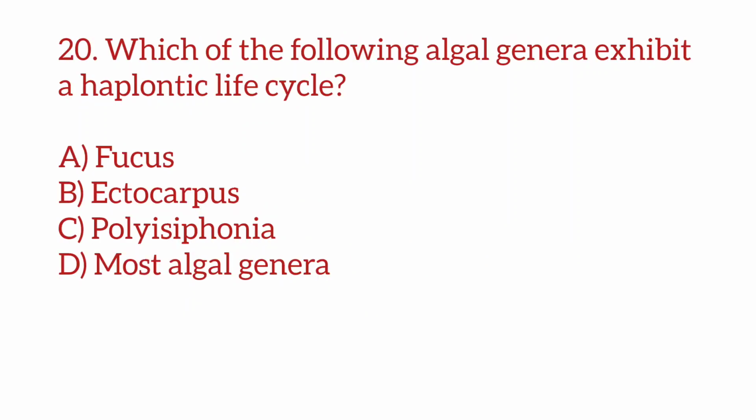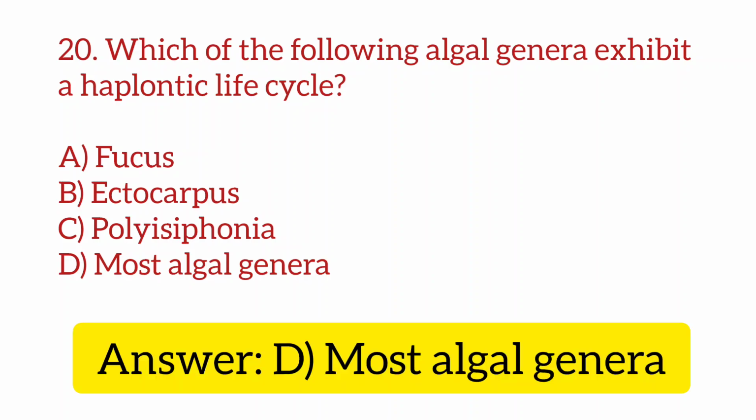20. Which of the following algal genera exhibit a haplontic life cycle? A. Fucus. B. Ectocarpus. C. Polysiphonia. D. Most algal genera. Answer: D. Most algal genera.